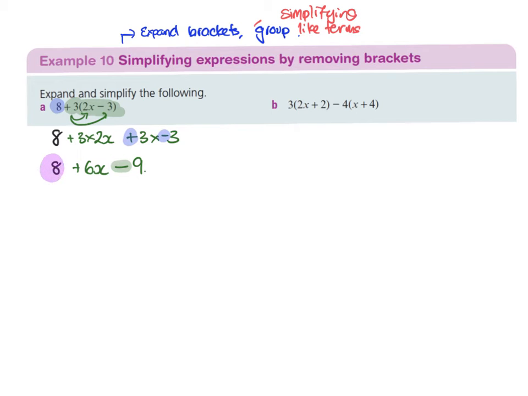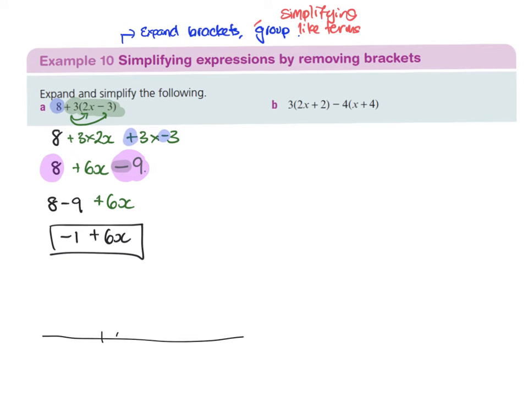So this 8 is a like term with this 9, isn't it? They've both got no letters, so they're both constants. So what we're going to be doing is we've got 8 minus 9, and I really can't do anything with the 6x, it just stays there. So what's 8 minus 9? Minus 1, yeah? And then I've got the 6x left. So that's my answer. Just be careful if you're thinking of the number line. You're up here at 8, and you're going to go backwards 9. Yeah, that would take you to negative 1, okay? You'd go all the way back 8 and then 1 more.